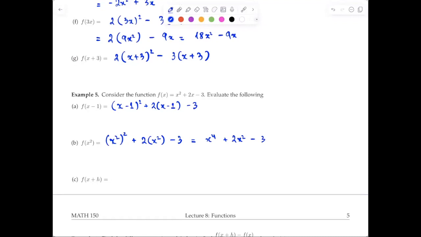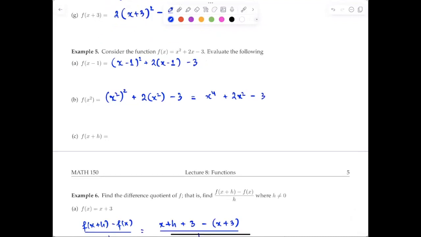And for the last example, f of x plus h, you take out the x and you replace it with x plus h. So you have x plus h squared plus 3 times x plus h minus 3. Okay. So that's it for example 5. Please let me know if you have any questions.